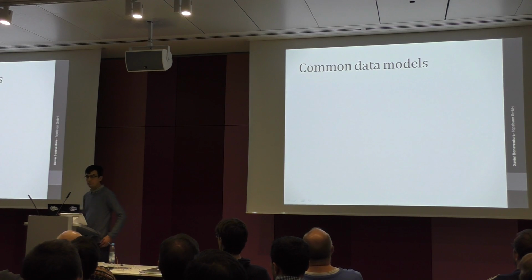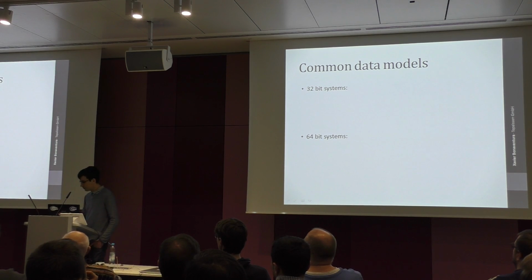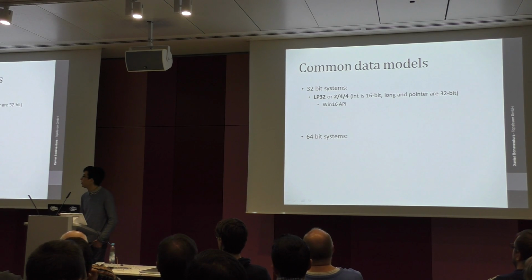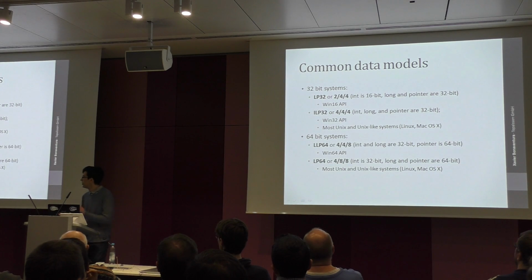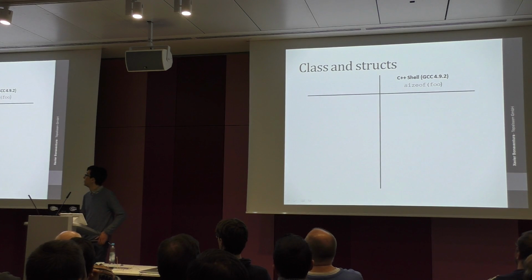Okay, but how can we know it's 4, it's 8? Well, basically we have these two common data models, depending on the 32 bits and the 64 bits. Basically, the more common ones are 4, 2 for the 32, 2 for the 64, and mainly it depends if you are on Windows or Unix, you have one data model or the other one. This would be a way to more or less know.